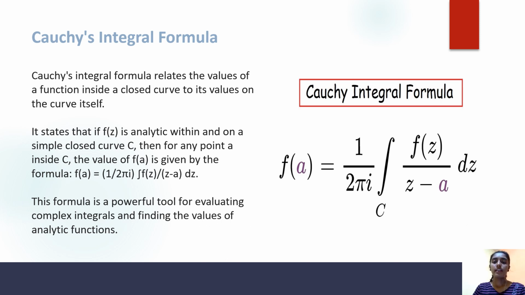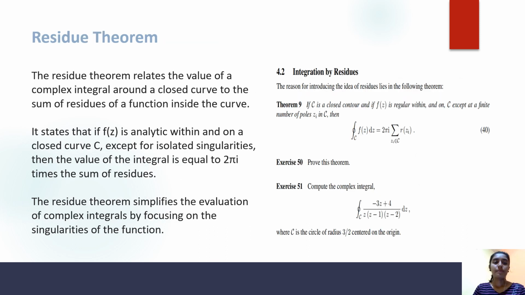Here we can see Cauchy's integral formula, that is, f(a) = 1/(2πi) ∫_C f(z)/(z − a) dz.